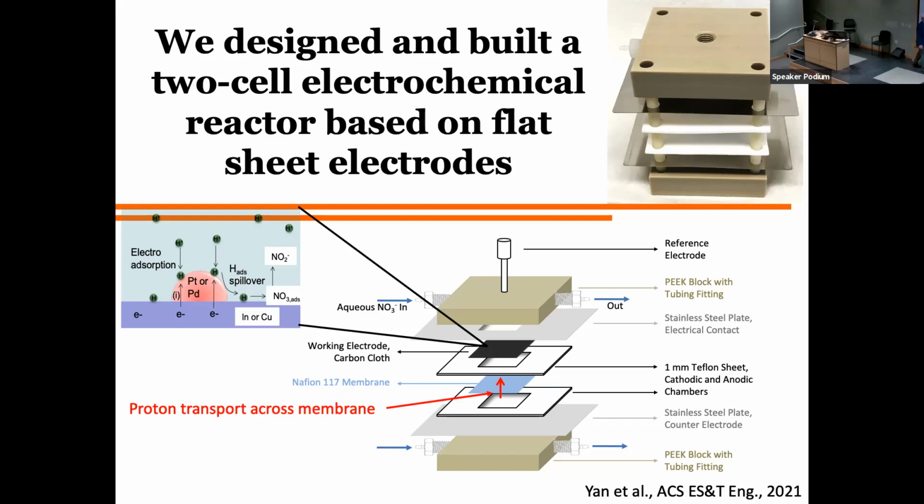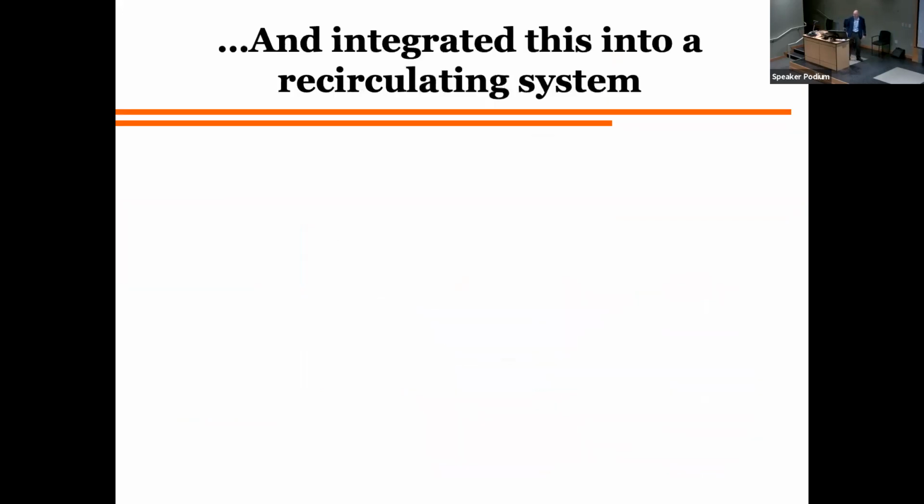And so all the action for the nitrate is happening on the cathode, where we're supplying a current. And so the electrons are coming in and combining with the protons and then reacting with that nitrate or nitrite. So that was how we designed that. And so we put that into a recirculating system.